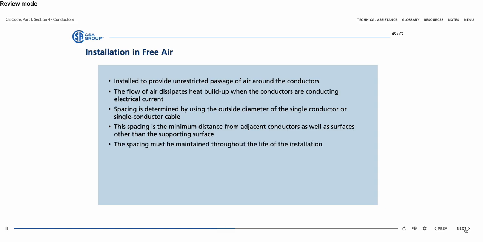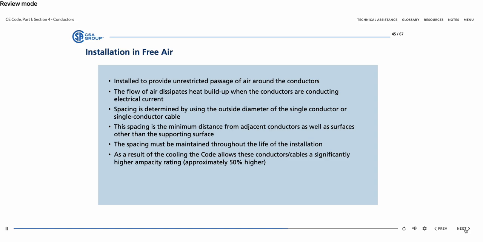This minimum space, as well as airflow going to this space, is to be maintained throughout the life of the installation. Due to the free movement of air around these conductors or cables for cooling purposes, the code allows these conductors or cables a significantly higher ampacity rating, approximately 50% higher. Due to lack of air movement, significant heat buildup can occur in the enclosures where these conductors or cables terminate.